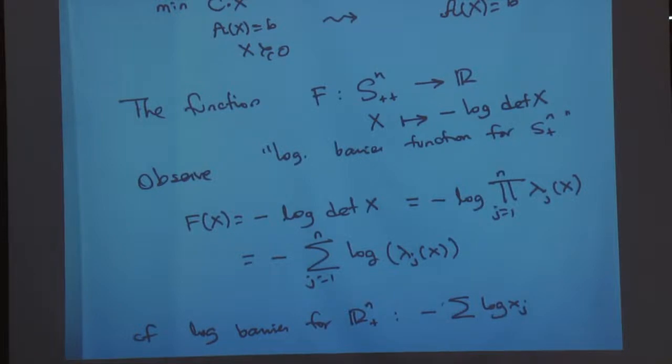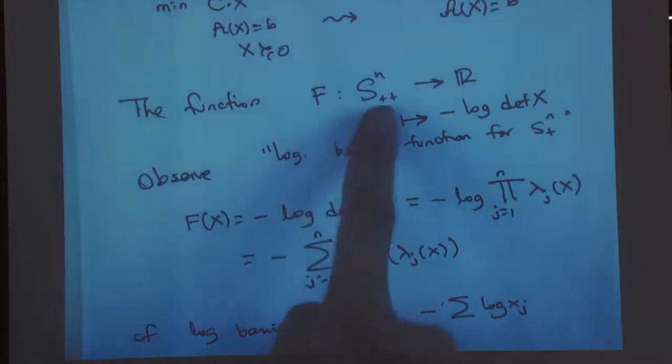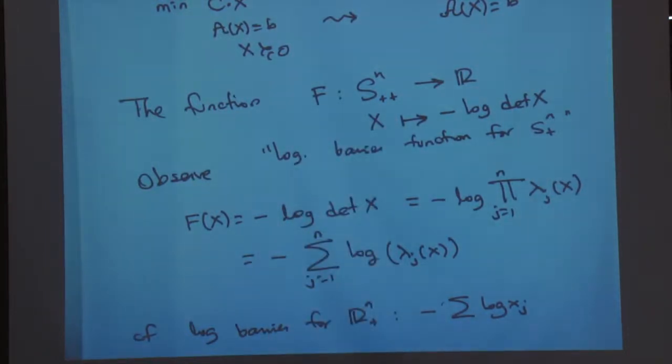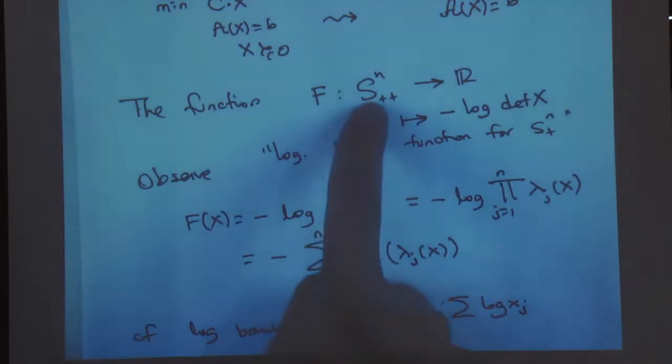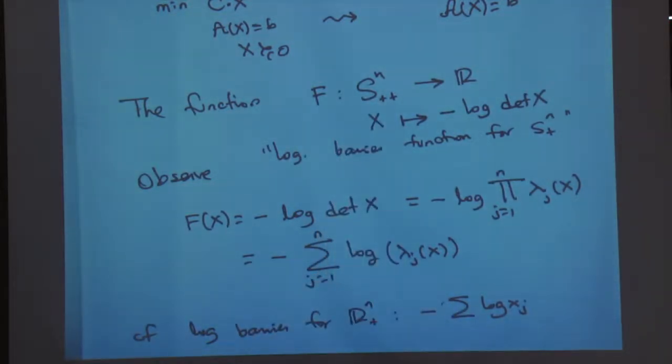Now, it does what we would like a barrier function to do. That is, that function penalizes, it blows up if we approach the boundary of the semi-definite cone. So if one of the eigenvalues gets too close to 0, then the corresponding log term here goes to minus infinity, and then the barrier function blows up. All right, so now what happens to these two problems?